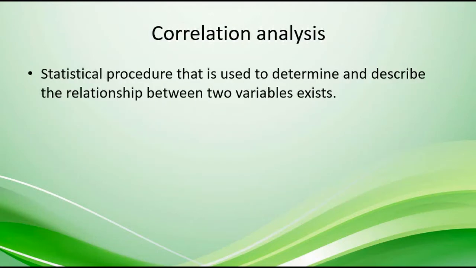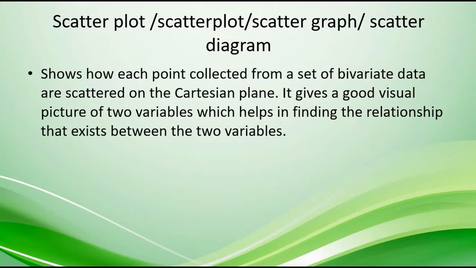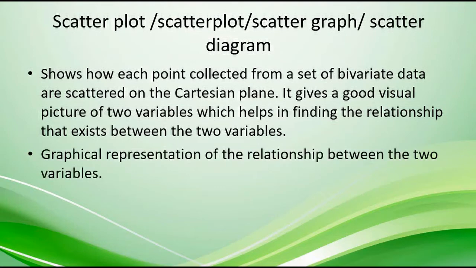Correlation analysis is a statistical procedure that is used to determine and describe whether a relationship between two variables exists. A scatter plot, scatter graph, or scatter diagram shows how each point collected from a set of bivariate data is scattered on the Cartesian plane. It gives a good visual picture of two variables, which helps in finding the relationship that exists between the two variables. It is a graphical representation of the relationship between the two variables.